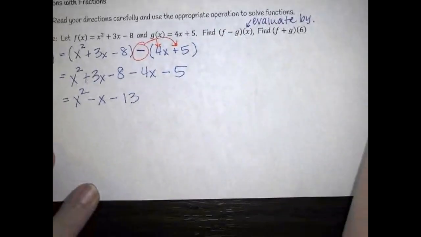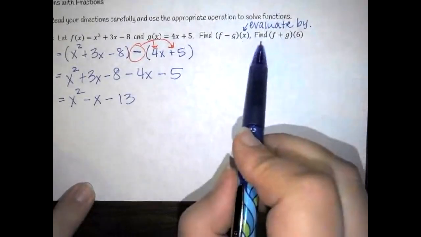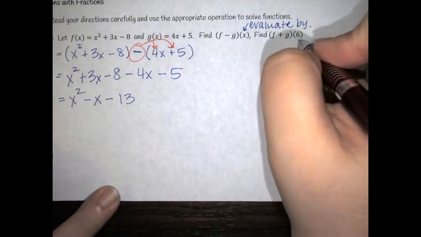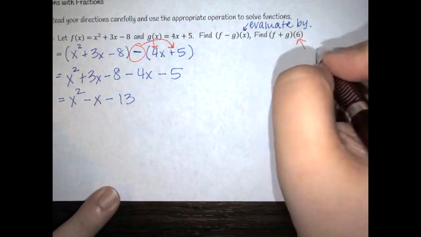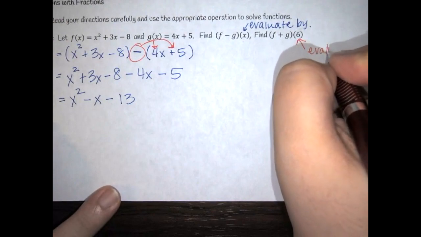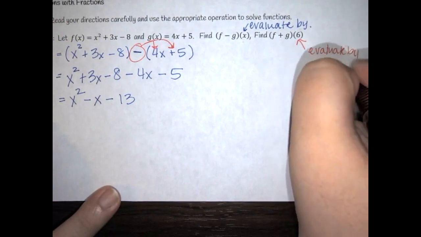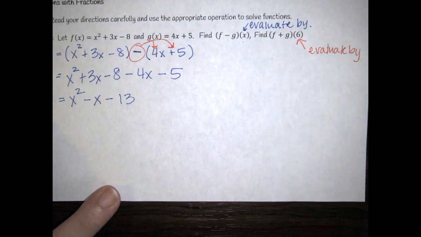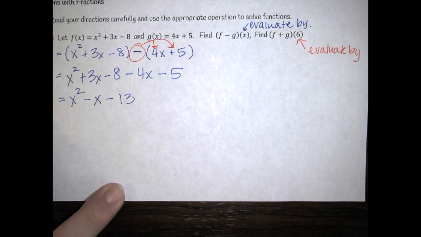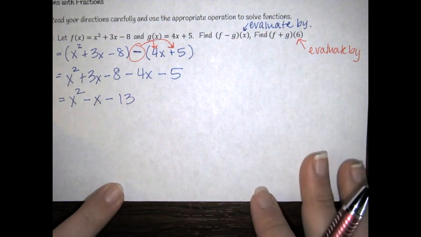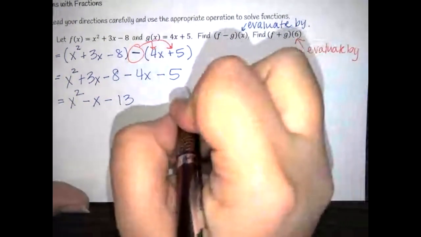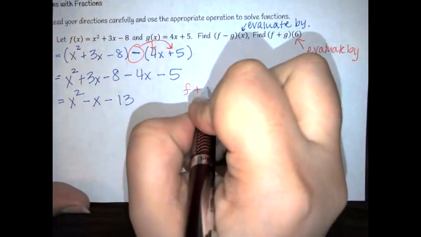Now, the other part of this problem wanted us to find f plus g evaluated at 6. In this case, we are being asked to evaluate by numbers. So this is what we are evaluating, and for the purposes of this part, it's going to be 6. Once we get all the way down to the bottom, you'll see what's going to happen with that evaluation step. Again, we have to start, and we are doing f plus g.